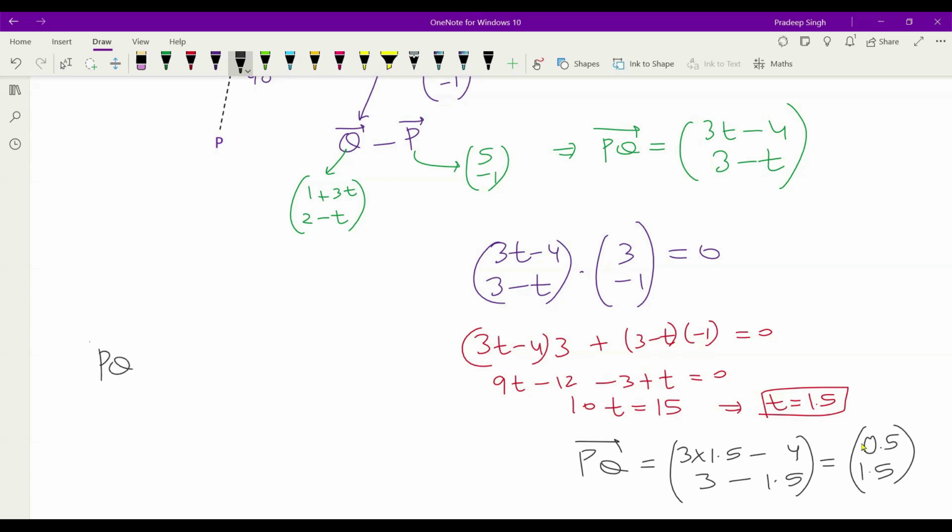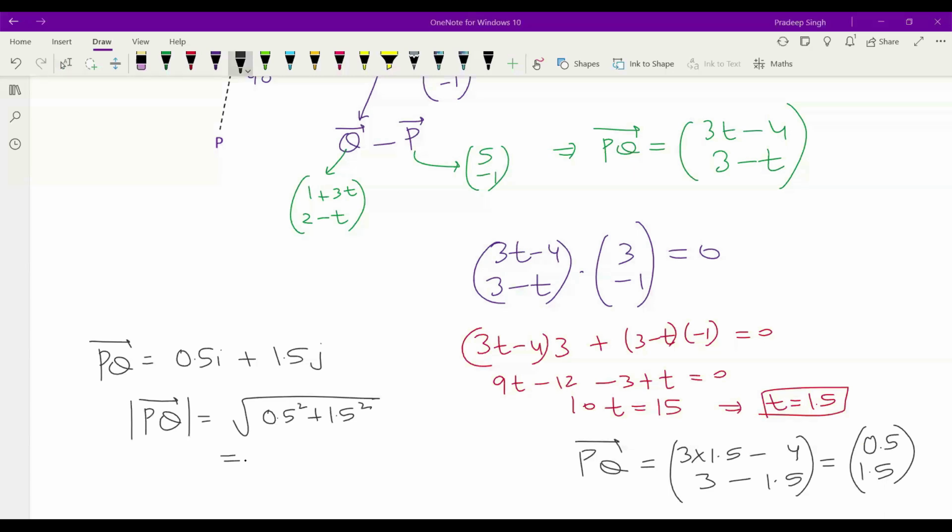So on the left hand side, let us write down PQ in the i, j notation: 0.5 i cap plus 1.5 j cap. Now the shortest distance, remember, was the magnitude of this vector. So that will be the square root of x squared plus y squared. And that's it. If we simplify this, we should get root 10 upon 2 as the answer. So that's the shortest distance for this particular question.